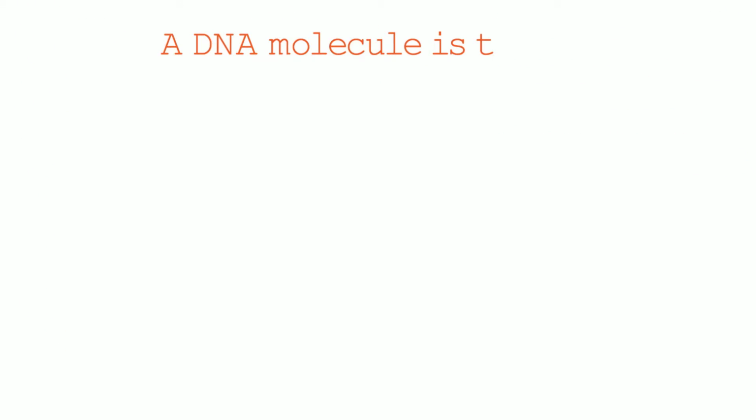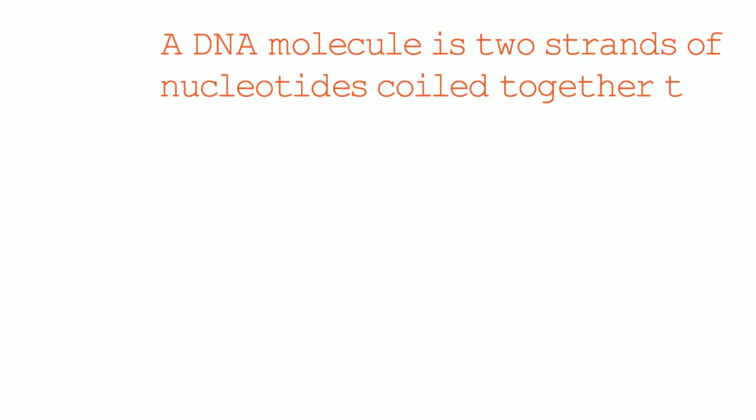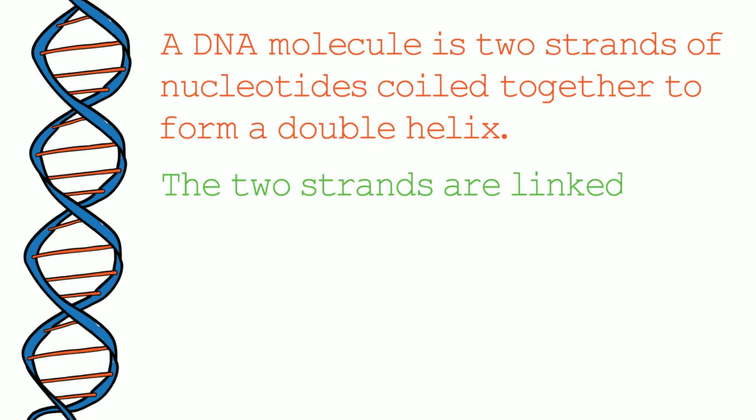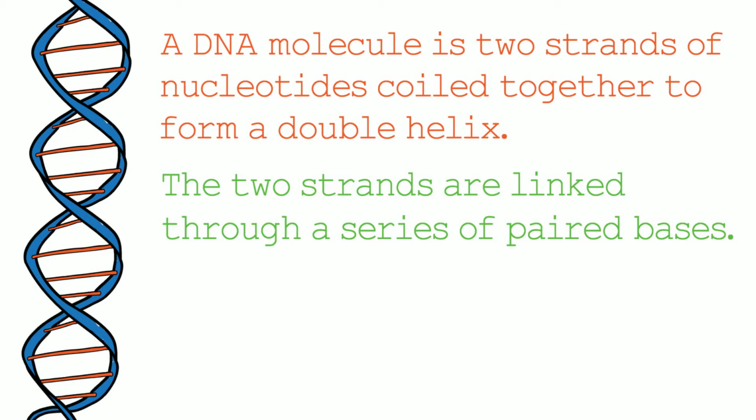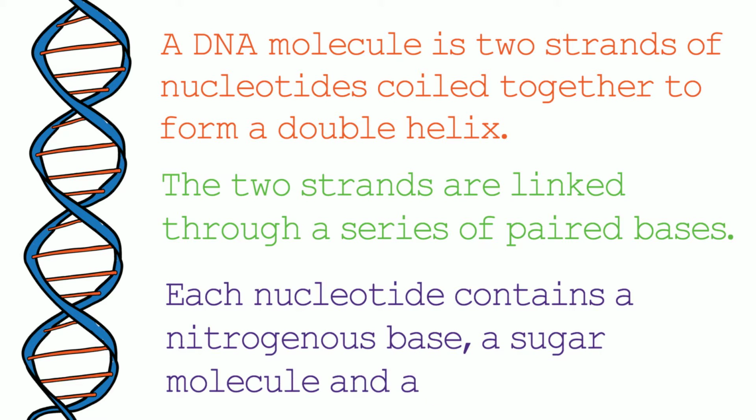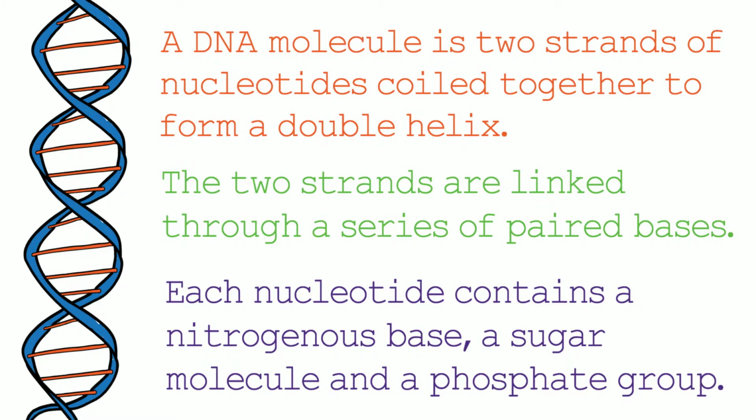A DNA molecule is two strands of nucleotides coiled together to form a double helix. The double helix is also known as a polynucleotide. The two nucleotides are linked together through a series of paired bases. Each paired base contains a nitrogenous base, a sugar molecule, and a phosphate group.